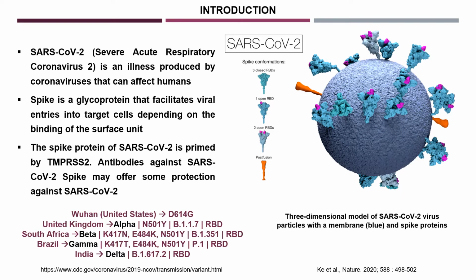This coronavirus currently has 5 variants. The original one was produced in Wuhan, China. Then in the United Kingdom, South Africa, Brazil, and India were discovered the other 4 variants.